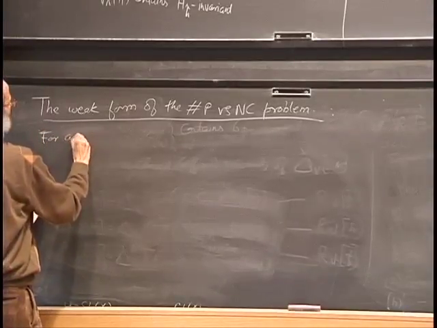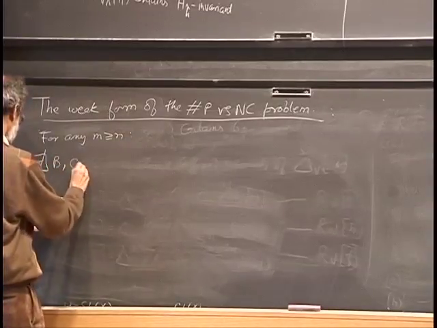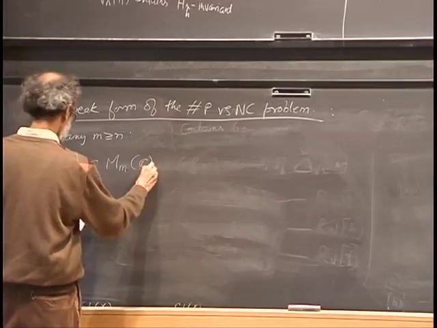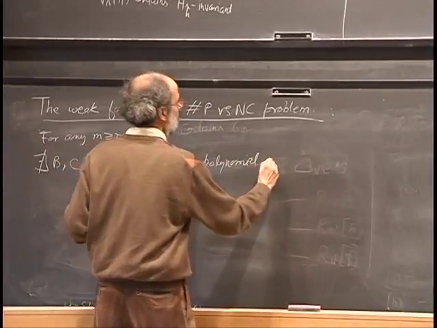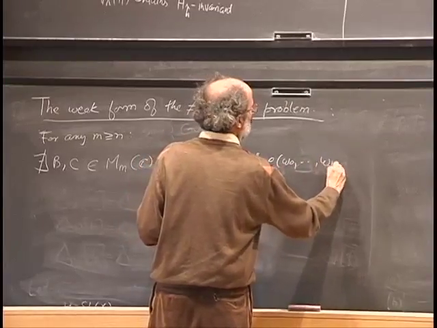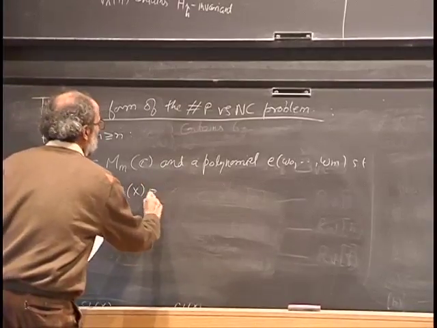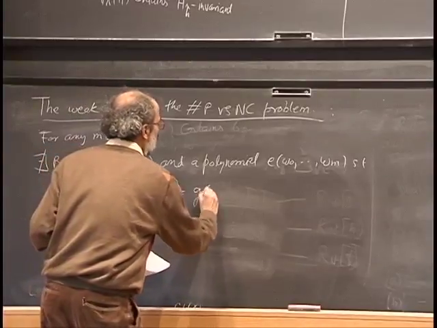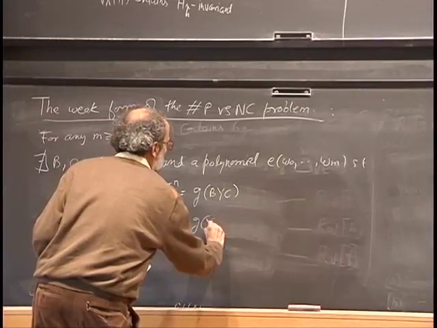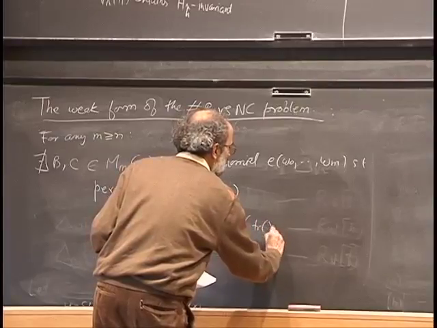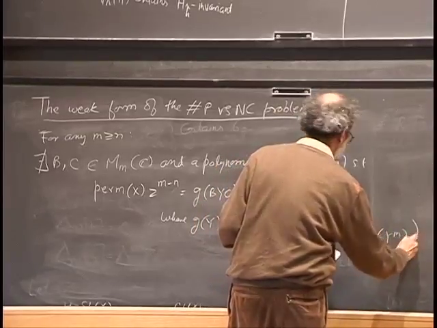for any m greater than or equal to n, there do not exist b and c belonging to m c, and a polynomial e w0 wm such that permanent of x times z to the m minus n equals g of b y c, where g y is defined to be e of trace y to the 0, trace y to the m, etc.